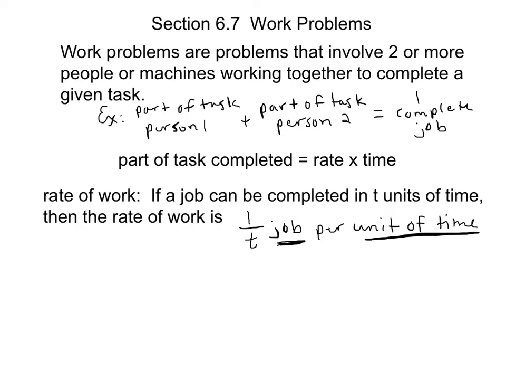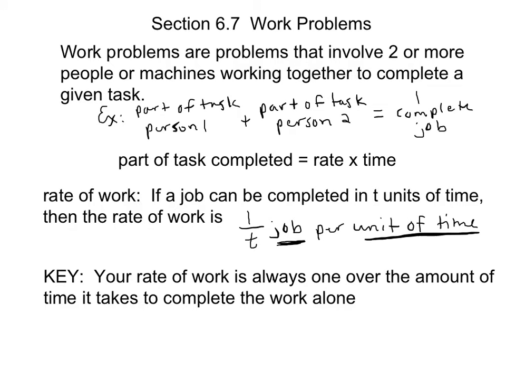So here is the key for remembering how to deal with rate of work. Your rate of work is always 1 over the amount of time it takes to complete the work alone. So this is the difference that you're going to have to deal with as you're working with work problems, and it's probably easiest if we take a look at a specific example.